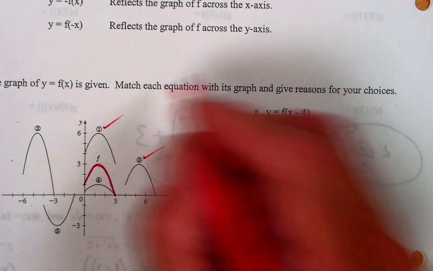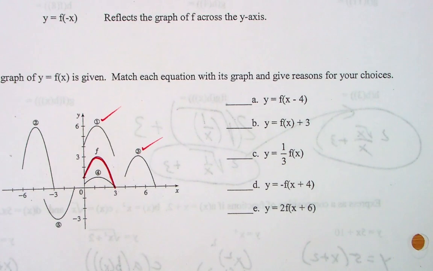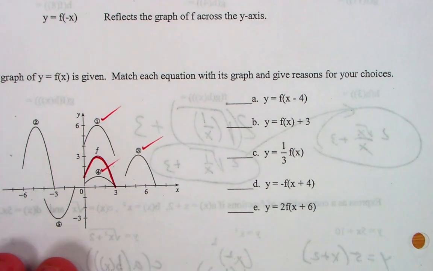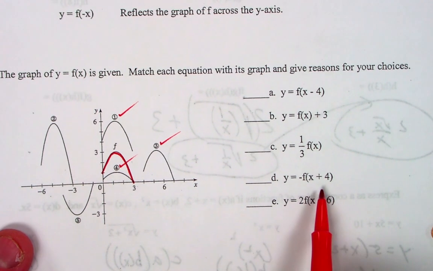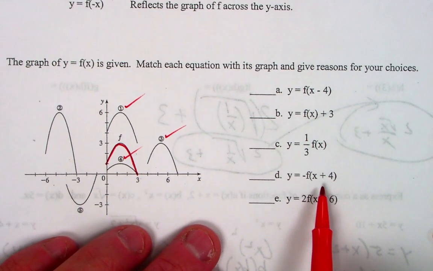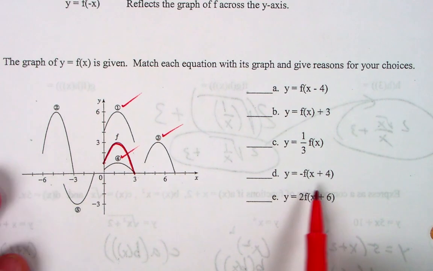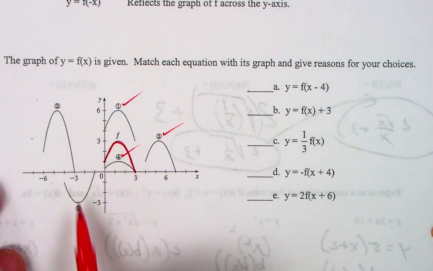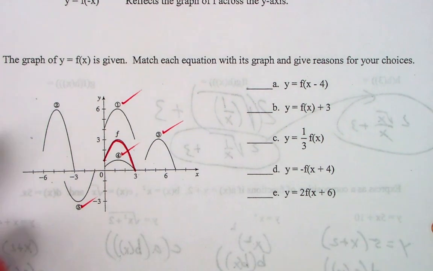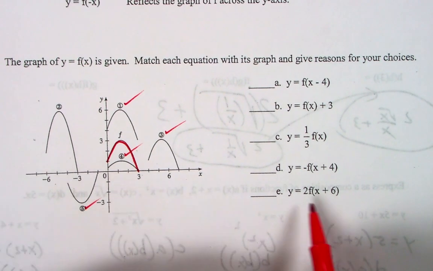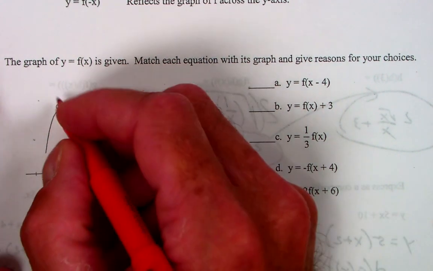1. Boom. 1/3 f of x. 4 because it's 1/3 as tall. Boom. Negative f of x plus 4. So this one's going to go 4 to the left and then flip. So 4 to the left and flip it over. Boom. Gee, I wonder what E is. I'm not quite sure. It's going to go 6 left, twice as high. 6 left, twice as high. Boom.